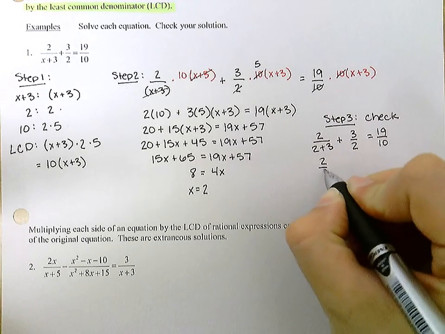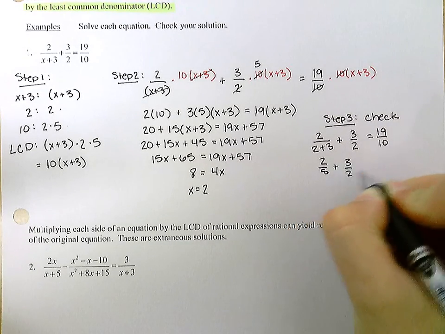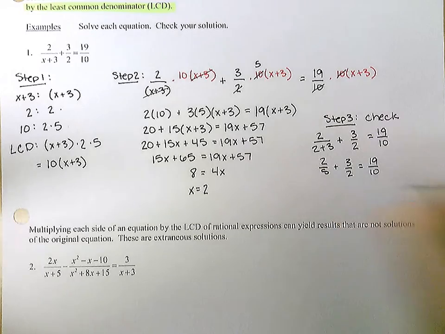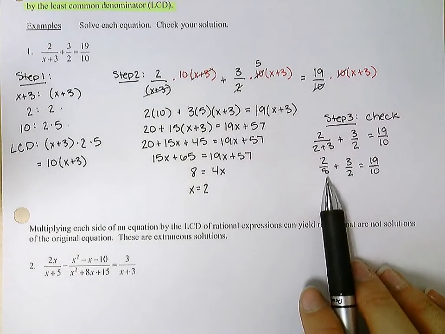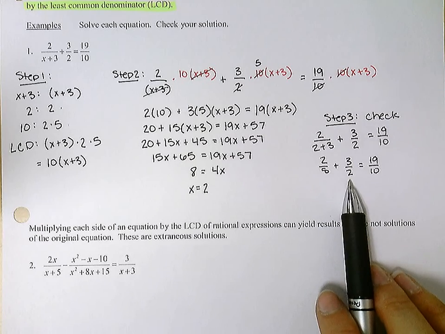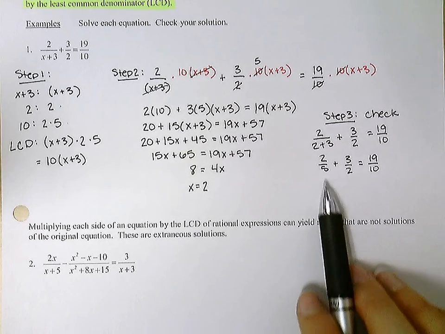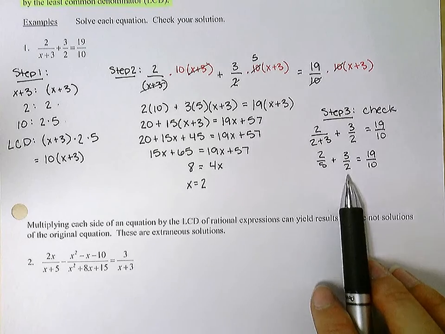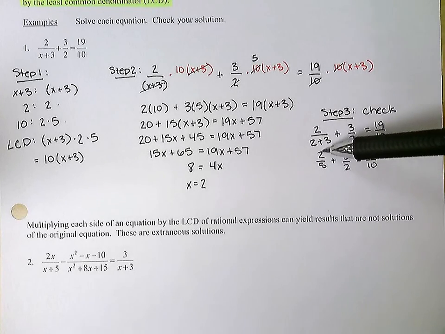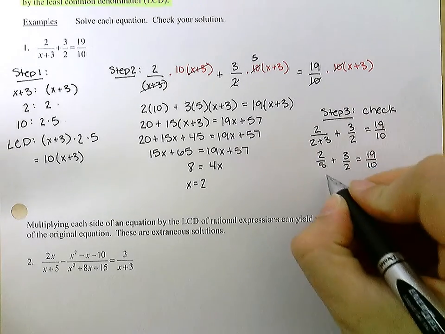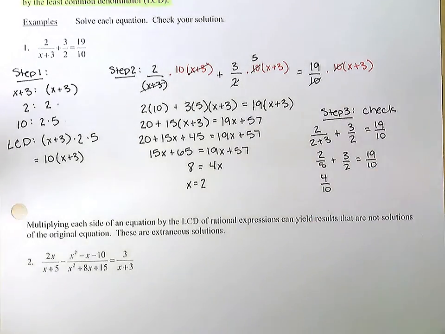Okay, so this would be 2 fifths plus 3 halves equals 19 tenths. Now we need a common denominator between these two fractions in order to add them, right? That common denominator would be 10. So to change 5 to a 10, I multiply it by 2. So I'd also have to multiply the numerator by 2 to get 4 tenths.